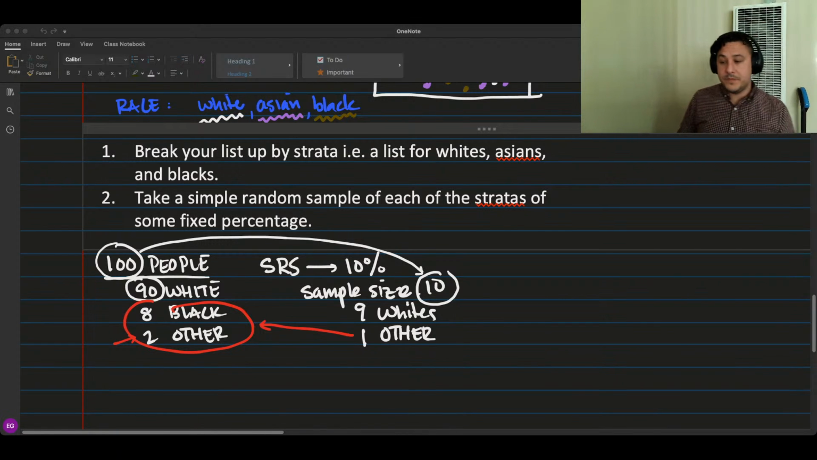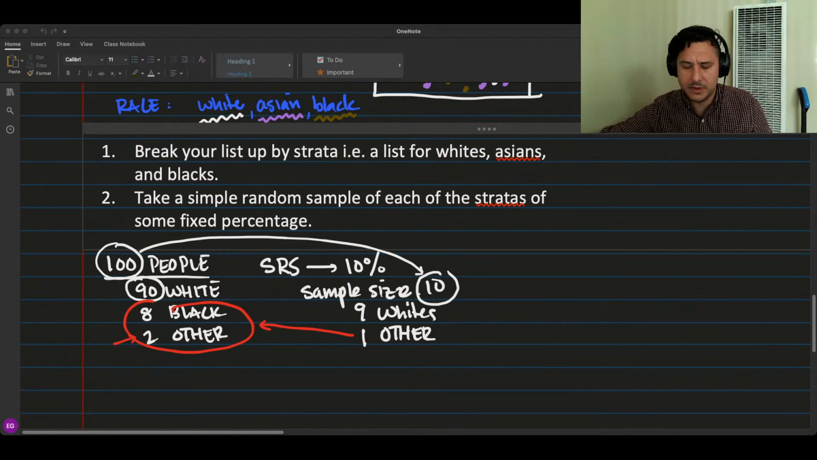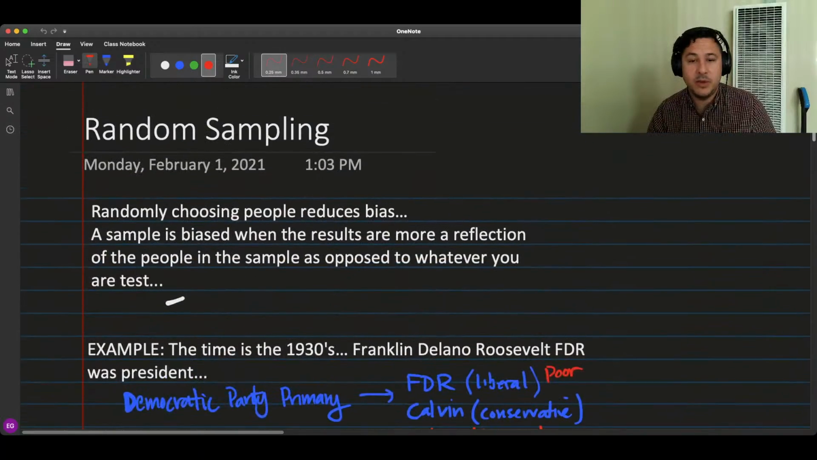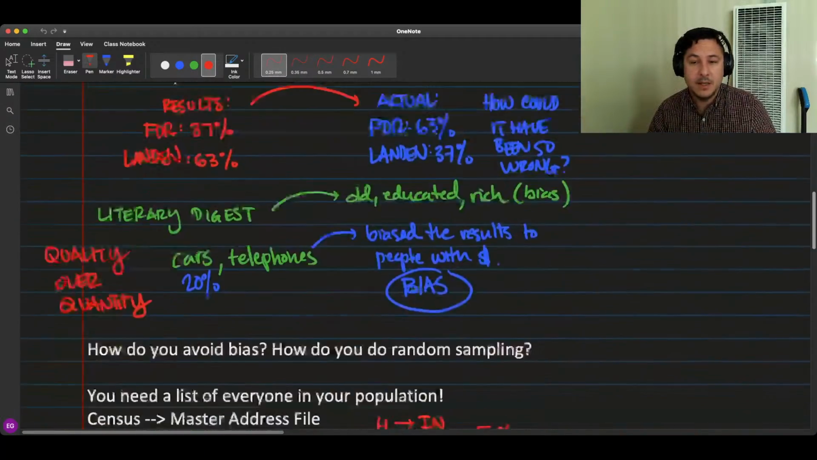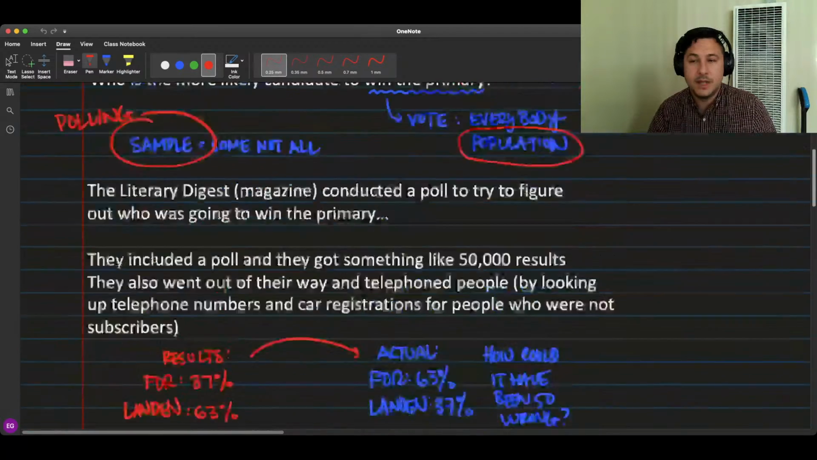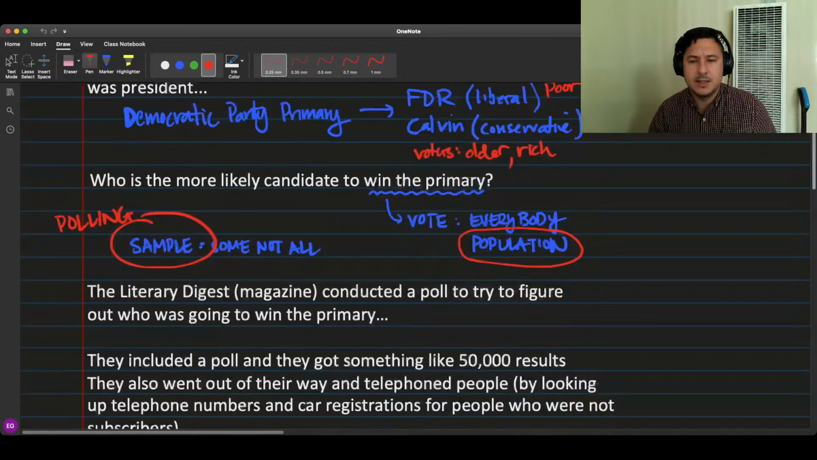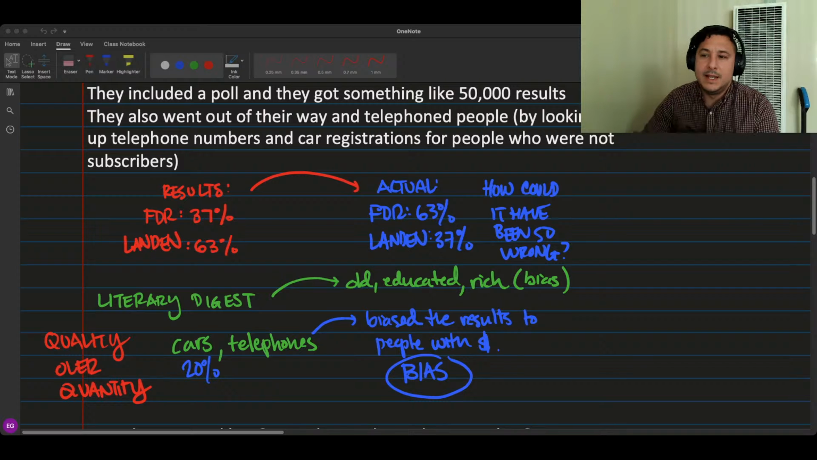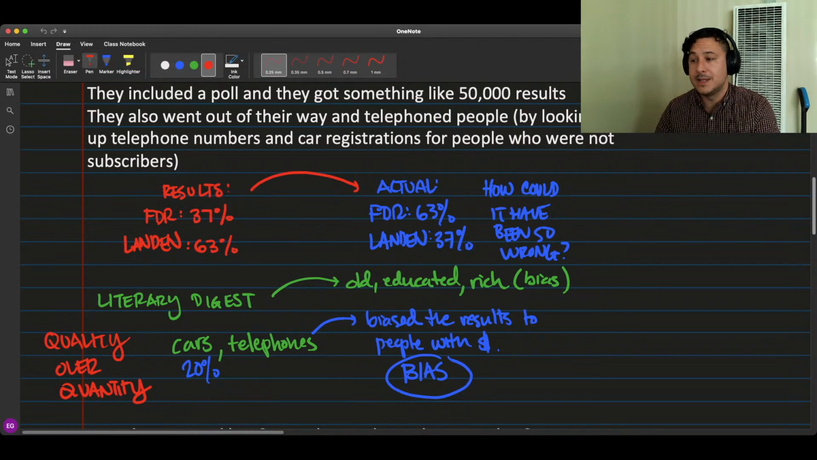Okay, so we're going to talk more about sampling, but let's review a little. I know it's been a little while. So we talked about how the point of random sampling was to reduce bias, and I gave you this example of when FDR was running against Landon, how there was this big poll survey that ended up being really inaccurate. Why was that? Because the people involved in the poll skewed very conservative and were much more likely to vote for Landon, even though FDR ended up winning by a landslide.